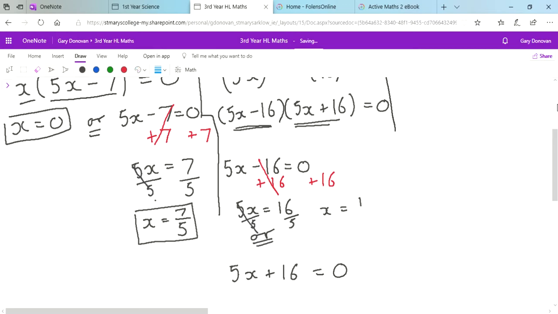X equals 16 divided by 5. And you can leave your answer like that.